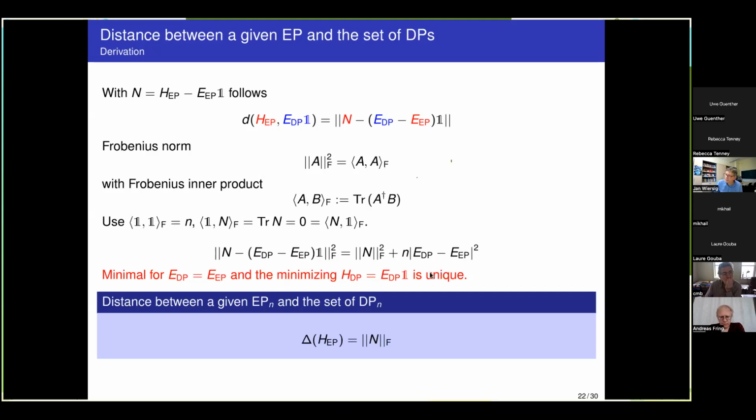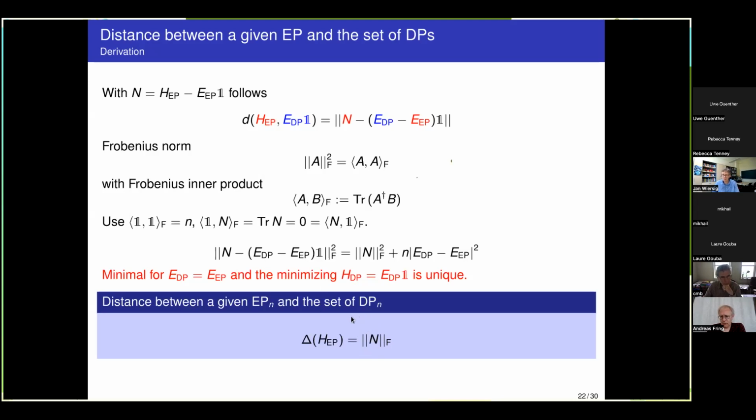And then, of course, you directly see that this expression is minimal if the eigenvalue of the diabolic point equals the eigenvalue of the exceptional point. So this is then also the unique minimizing Hamiltonian at the diabolic point. And then, if this is 0, we take the square root and we get a simple result: the distance between a given exceptional point and the set of diabolic points for the same order n is just the Frobenius norm of our matrix n. Very simple.